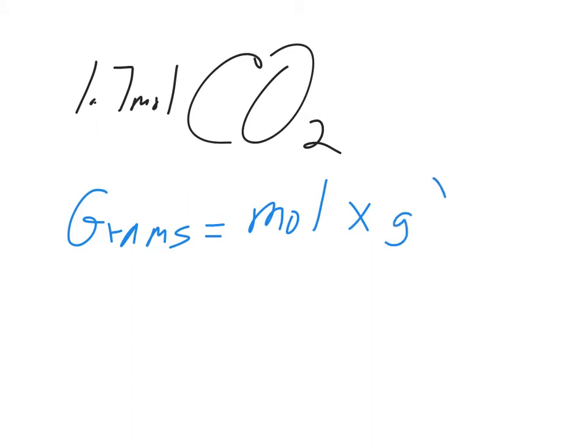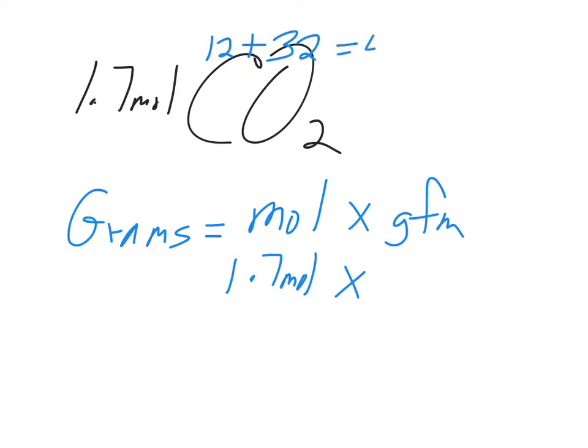Moles times your GFM. Very good. So you're just going to replace into the formula. What are my moles? The 1.7 moles, right? Now to find your GFM, what do I do? Carbon is 12, very good. I have 2 oxygen. Oxygen weighs how much? 16. So 16 times 2, 32, very good. So 32 plus 12 is 44.